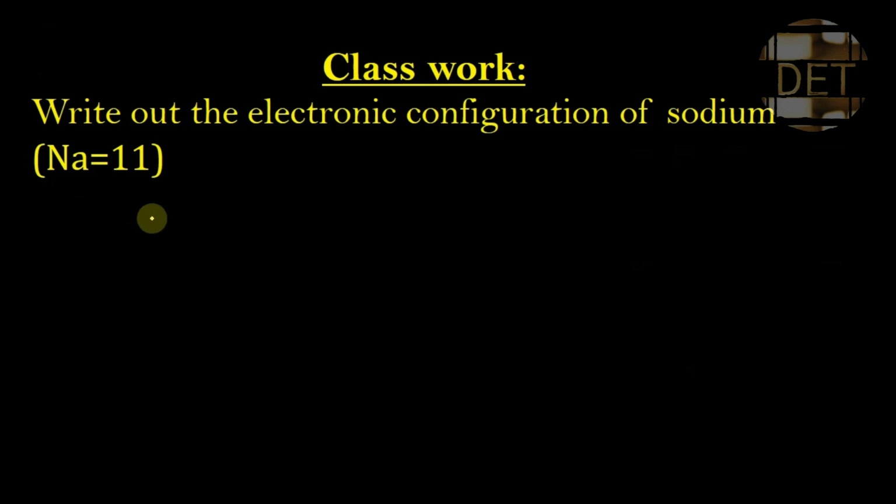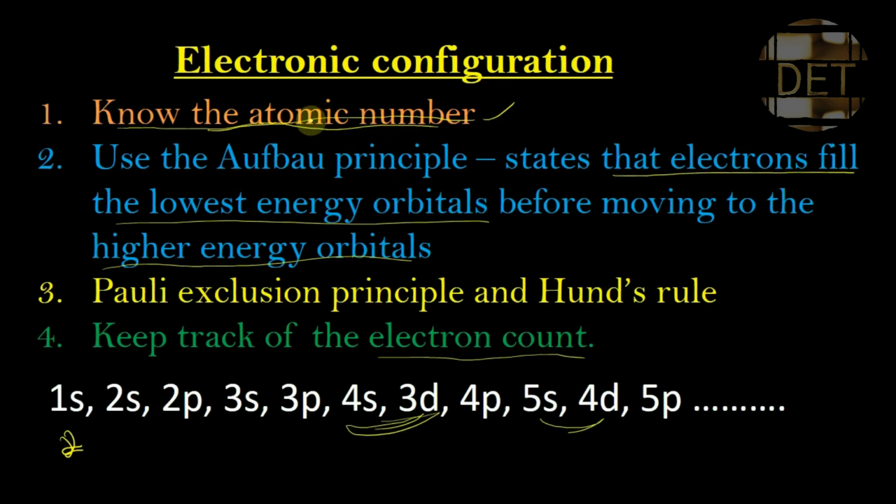So that tells us that the atomic number of sodium is 11. So we are considering 11 electrons. And from what we've learned before in the previous page, after knowing the atomic number, you want to use Aufbau principle. And the Aufbau principle states that electrons fill the lowest energy orbital before moving to higher energy orbital.